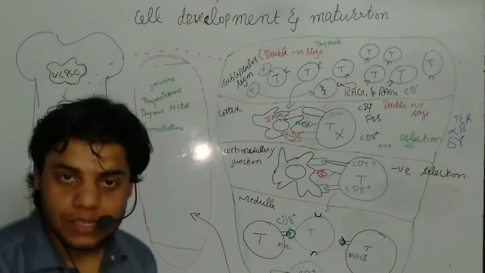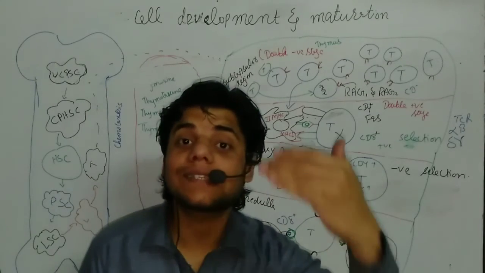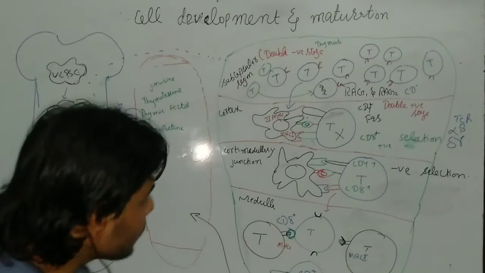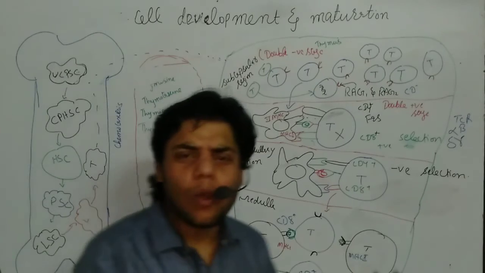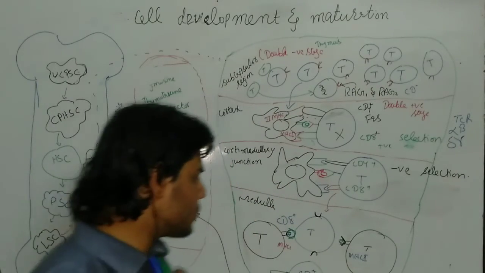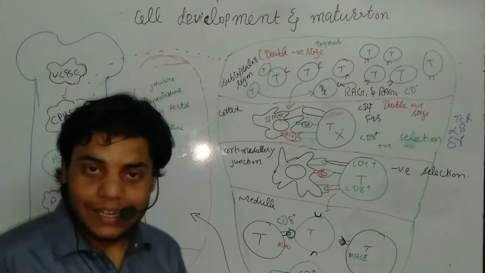And once it differentiates into a cytotoxic T cell, it performs its function against infected cells, those cells which are infected with bacteria or viruses. So then this cell will perform its function. I already explained the cytotoxic T lymphocyte in detail. You can go back and watch about the cytotoxic T cell. Okay, so this is about the cytotoxic T cell and how it develops.